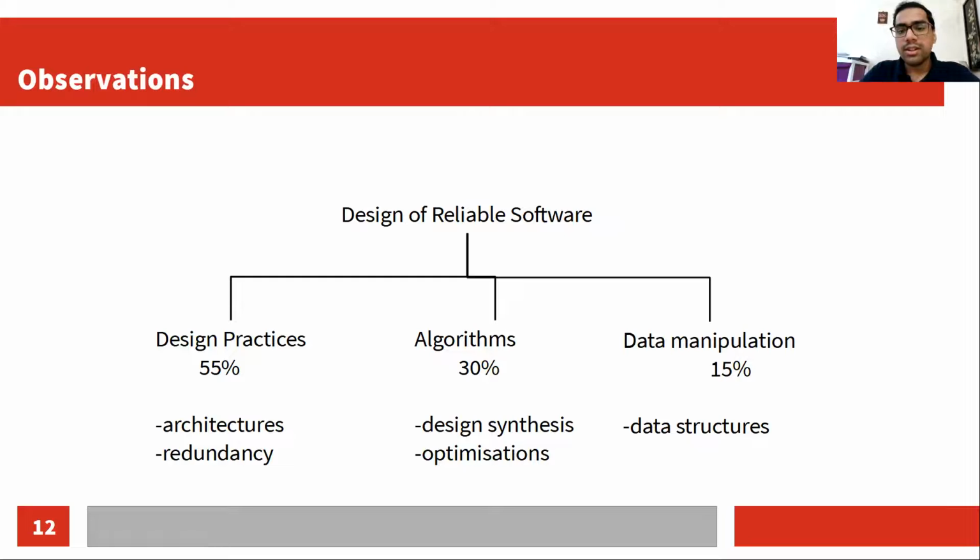Then 30% of the papers talked about algorithms. Algorithms means they design the software, then they use one particular algorithm to make sure that the design is fault tolerant. For example, optimization algorithms.